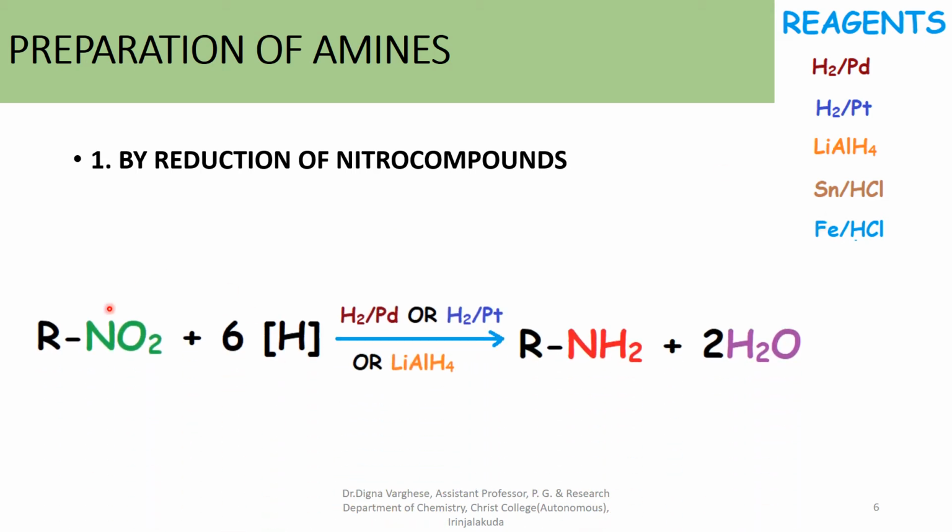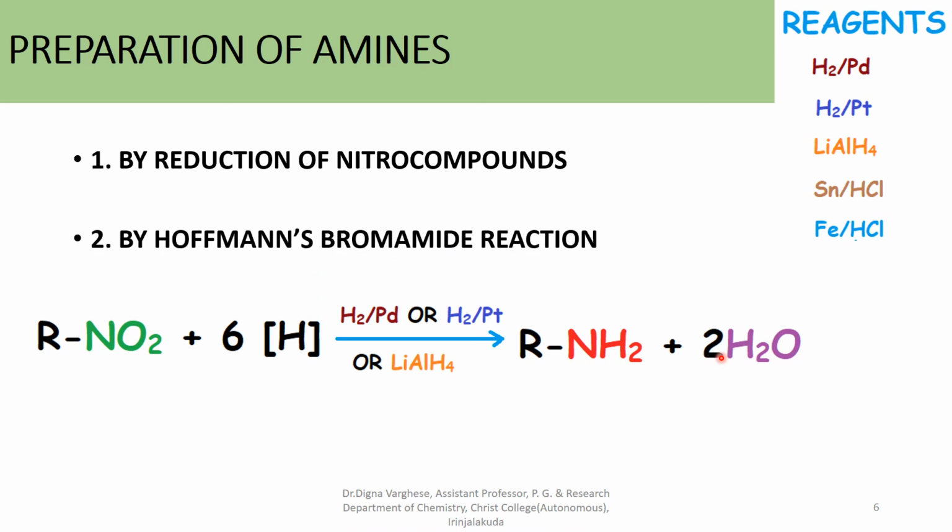Here you can see a general reaction of the reduction of nitro compounds by using one of these reagents. The nitro compounds undergo reduction to give amine. Reduction means the addition of hydrogen. So RNO2, that is a nitro compound, undergoes a reduction reaction. By using any one of these reagents, we will get a primary amine and water.